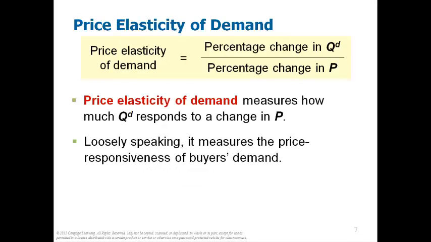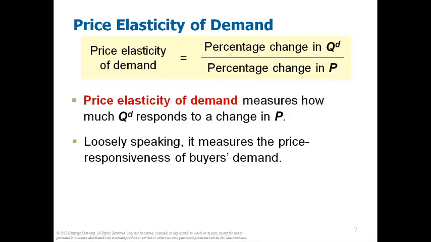In economics, when we're studying a market setting, there's a couple of elasticities that are of particular interest. Probably the most important is the price elasticity of demand. The price elasticity of demand just shows you the percentage change in quantity demanded when there's a percentage change in price. So it's the percentage change in quantity demanded divided by the percentage change in price. So price elasticity of demand just measures how much the quantity of a product demanded responds to a change in price. Or loosely speaking, it just measures the price responsiveness of buyers' demand.